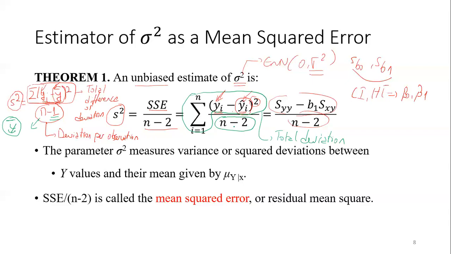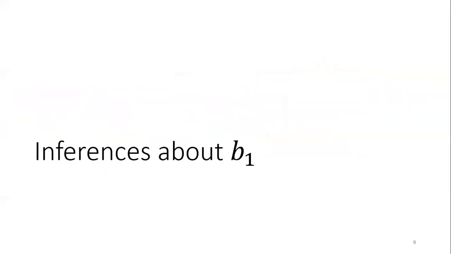Now just look at here, this is a minus 2. Why? Because I predict two things. The first one is B0, or beta 0, and the second one is beta 1. So I predict two things here. That's why I'm writing n minus 2. In the next chapter, on multiple linear regression, we will predict more than two parameters, then we will have n minus 3 or 4 and so on. Okay. So we will continue in the next video with the inferences about B1.